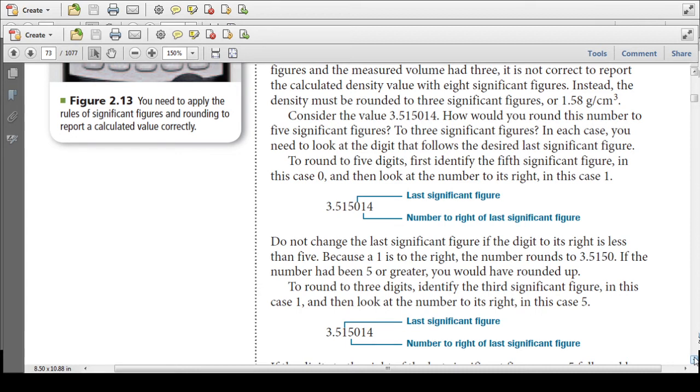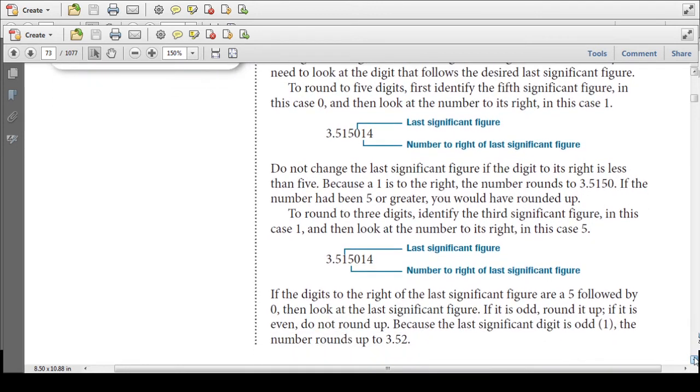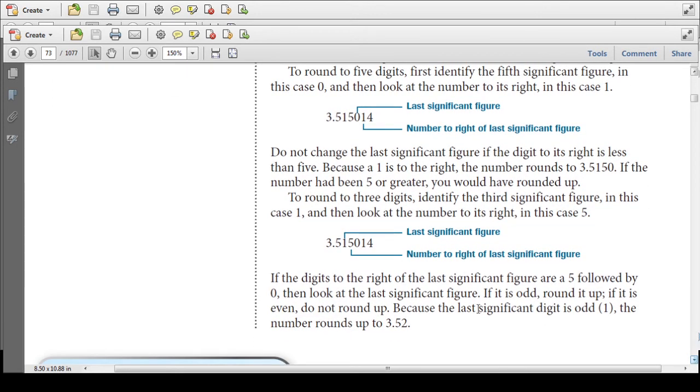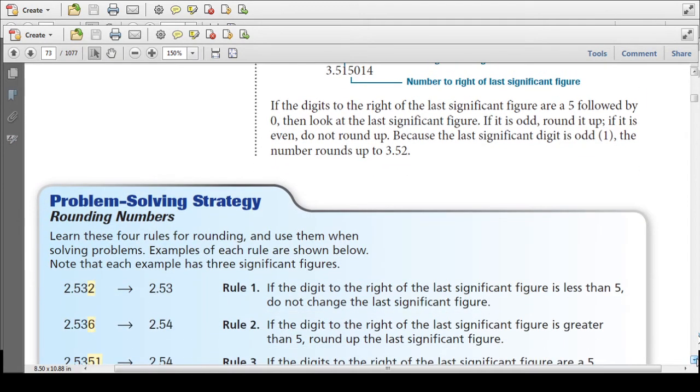So now let's look at this if we were to estimate it based upon 3 significant digits. In this case, our 1 is our last significant digit, and we look at the 5 that follows. Because 5 falls in that 5 or greater rule, we round that 1 up. So then we report an answer of 3.52.